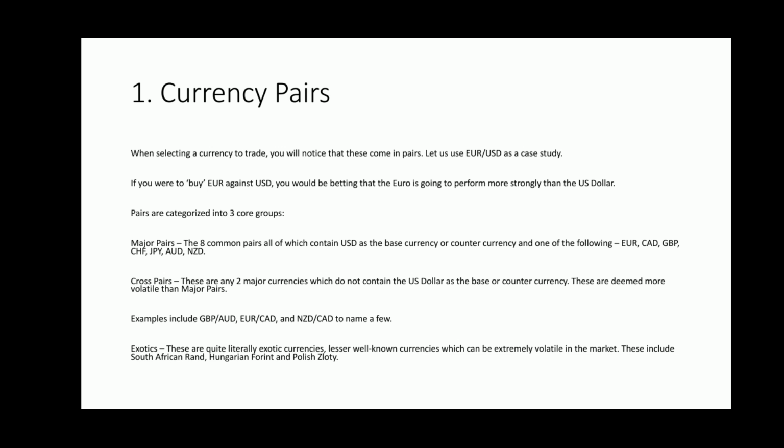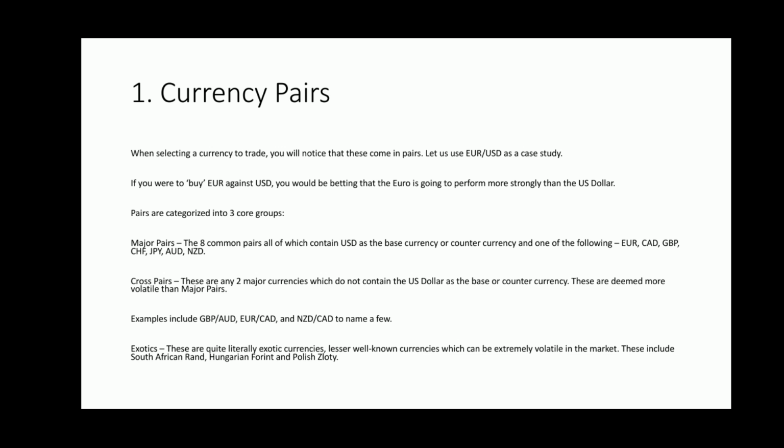Now, the major pairs, these 8 common pairs, all of which contain the USD, which is the United States dollar, as the base currency or counter currency as one of the following. So in the example above, we had the euro against the dollar. So here we have the euro again against the dollar. Then we have the CAD against the dollar, the Great British Pound against the dollar, and so forth, as you can see in the examples listed.